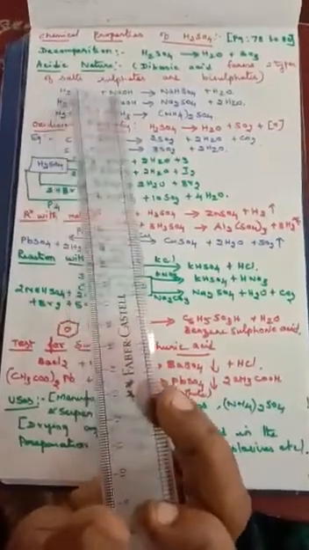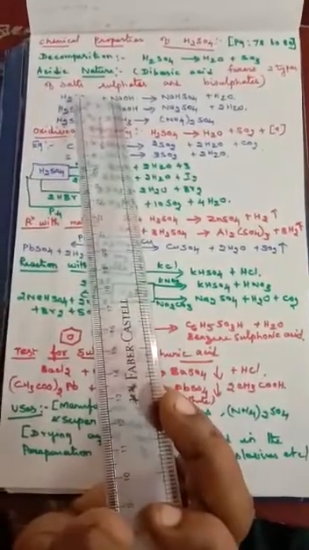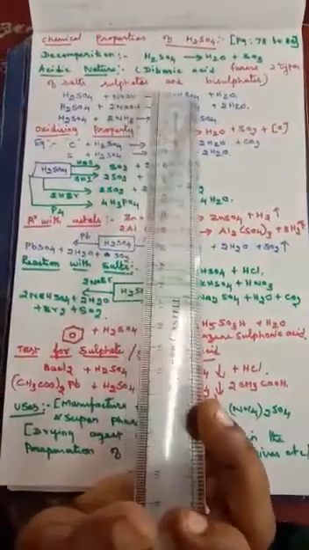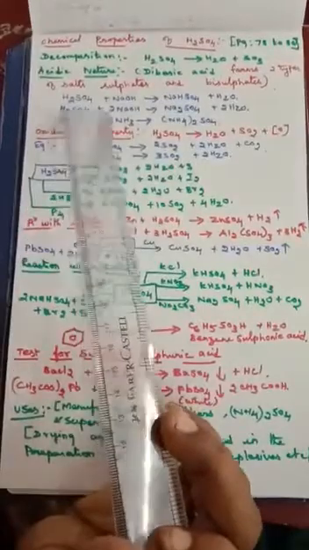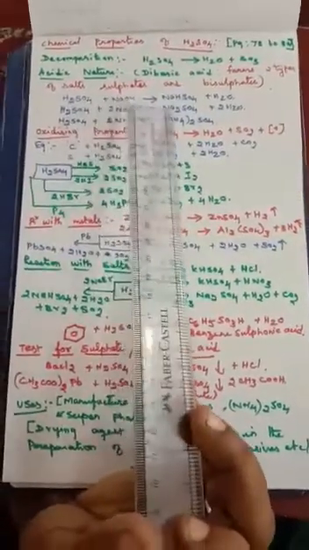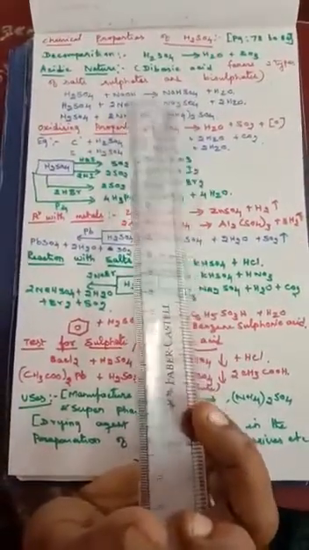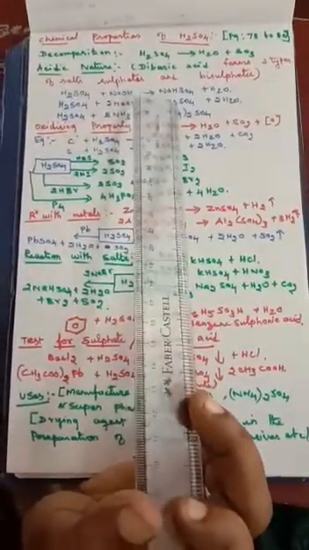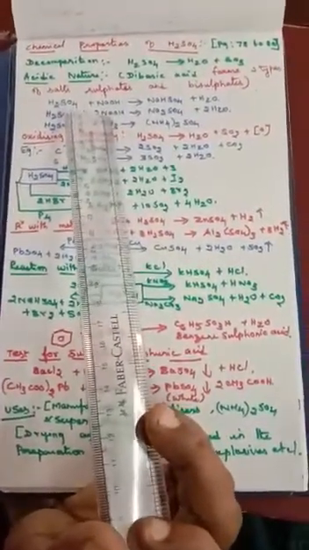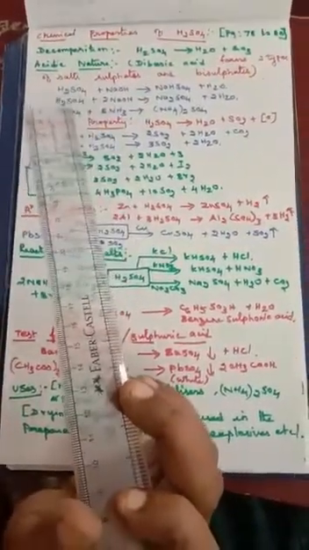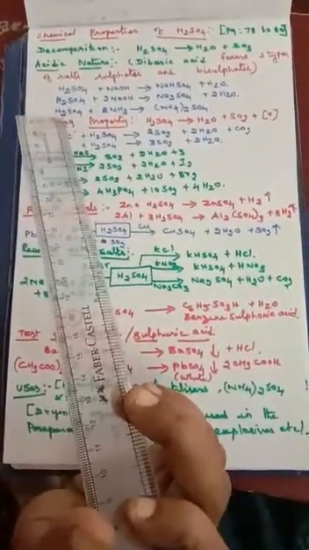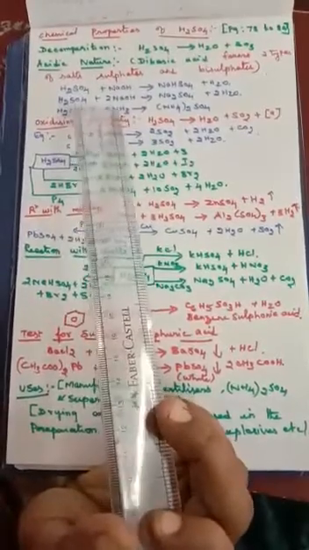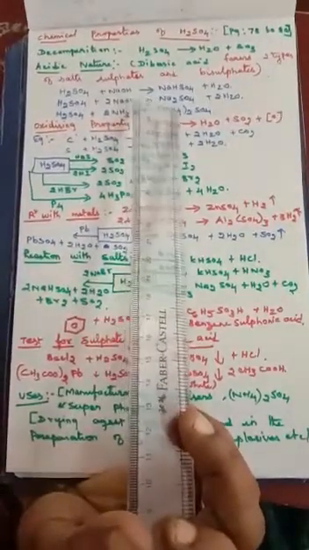For example, when sulfuric acid reacts with 1 mole of sodium hydroxide, it gives sodium bisulfate, whereas when it reacts with 2 moles of sodium hydroxide, it gives sodium sulfate. Sodium bisulfate forms with 1 mole of sodium hydroxide. Sodium sulfate forms with 2 moles of sodium hydroxide. Similarly, when sulfuric acid reacts with ammonia, it gives ammonium sulfate.